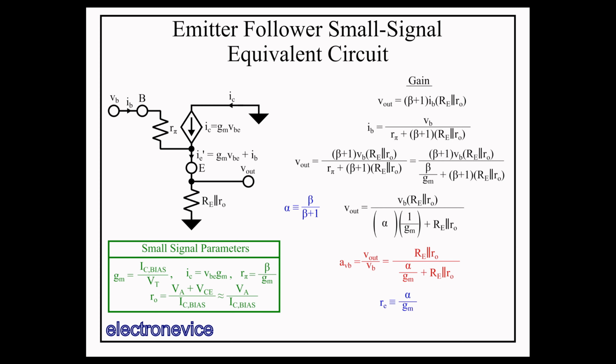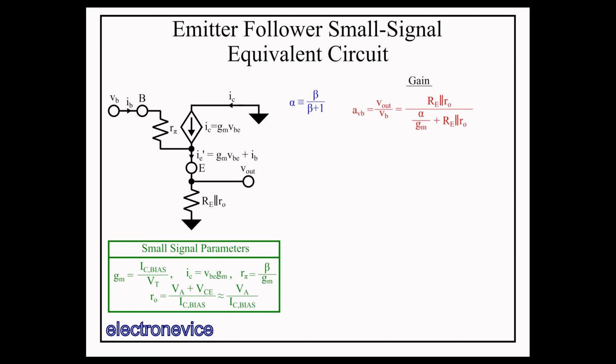So let's pause for a moment and look at this equation. We said at the beginning of the video that this circuit is supposed to have a gain of around 1. But it doesn't look like a gain of 1, it looks like a resistive divider. Let's assign some reasonable values to these parameters to see what gain we get.